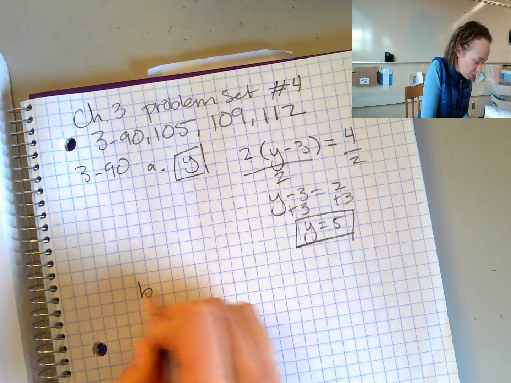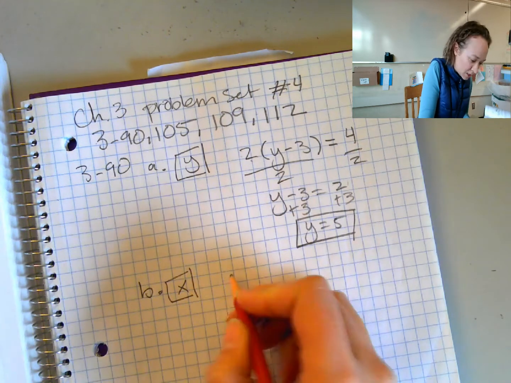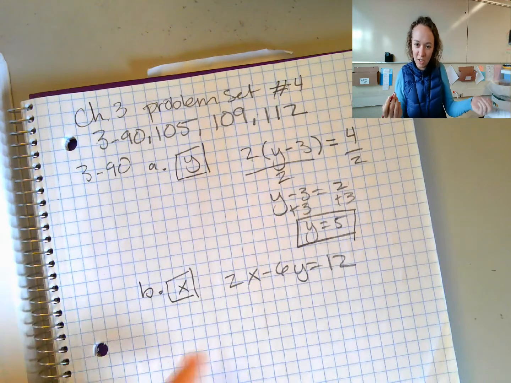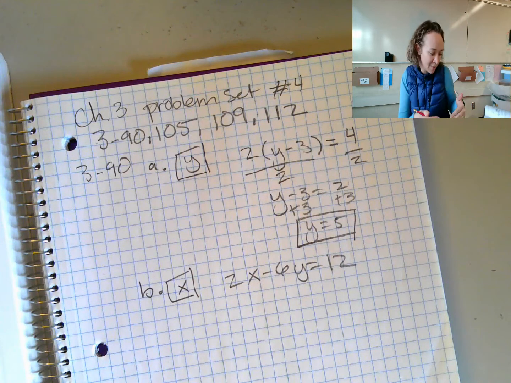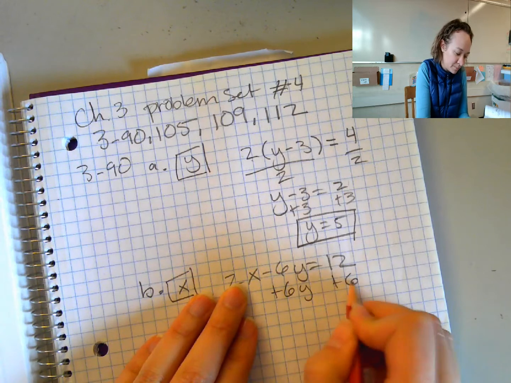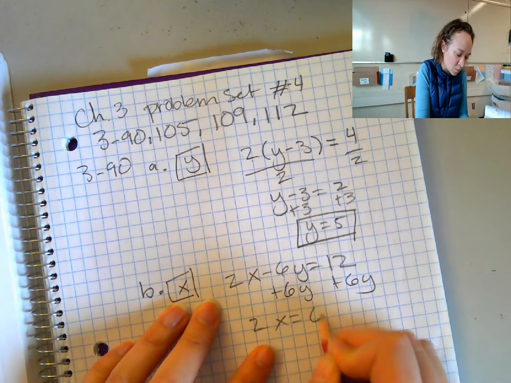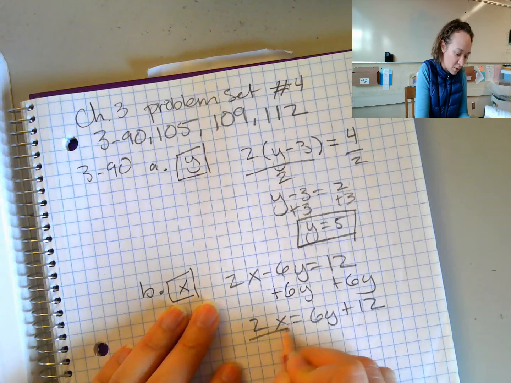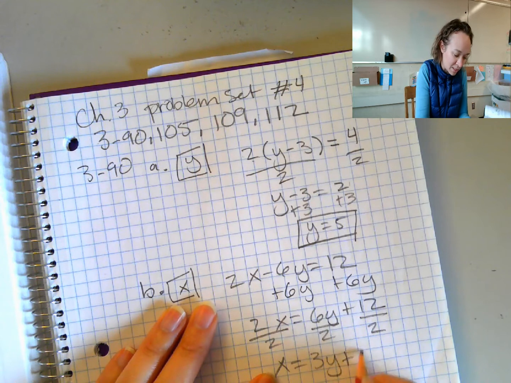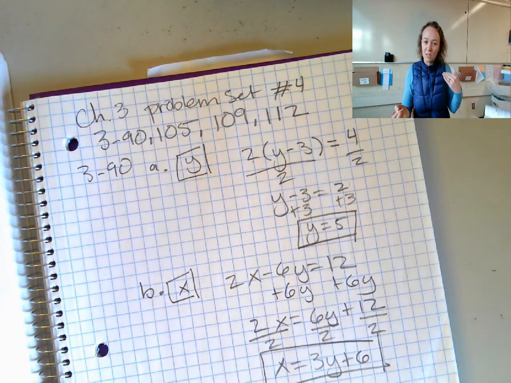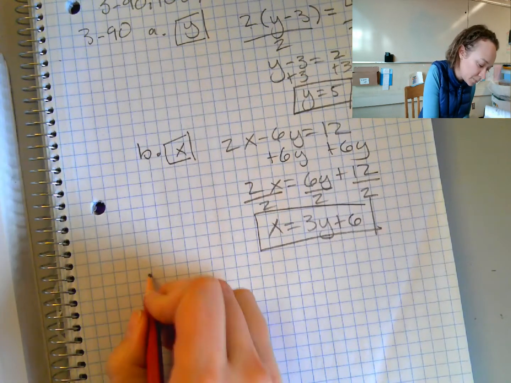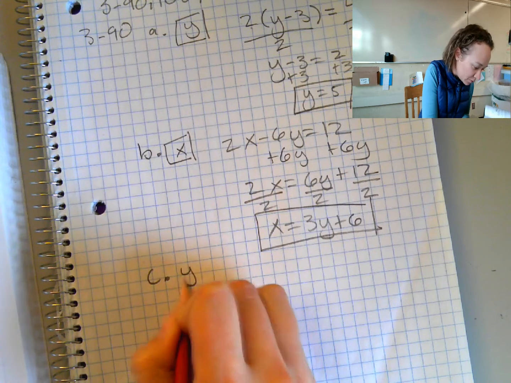For b, we're going to solve for x. We get 2x minus 6y equals 12. I can see there's two variables here, so I'm going to end up still with an equation probably. So x alone, that means I'm going to get rid of the 6y. 2x equals 6y plus 12. Now we'll divide everything by 2, and x equals 3y plus 6, or x equals 6 plus 3y. Either one works.